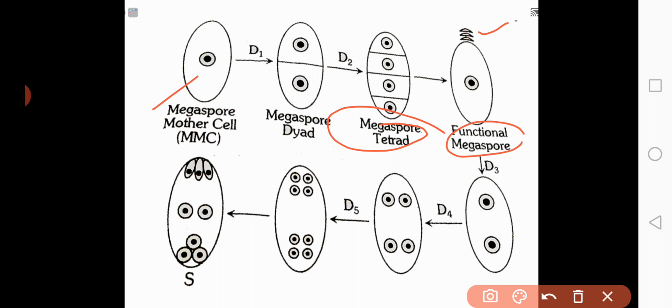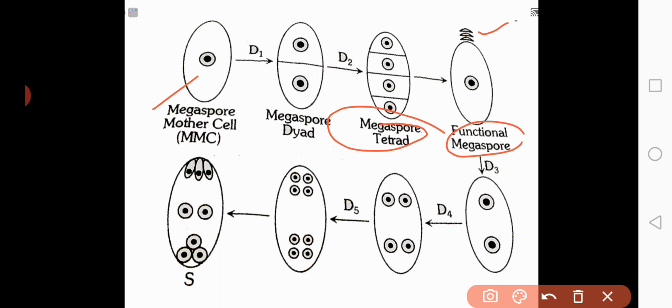Now this functional megaspore contains a haploid nucleus. Now what happens? The functional megaspore undergoes nuclear division. As a result of this, 2 nucleate, 4 nucleate, 8 nucleate embryo sac is formed. Initially from a single nucleus, 2 nuclei are formed.